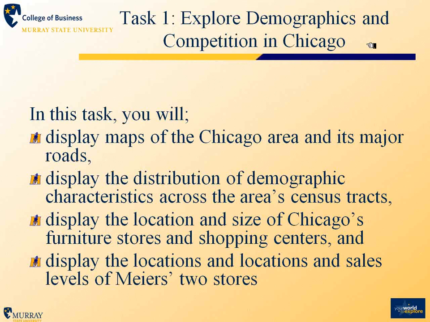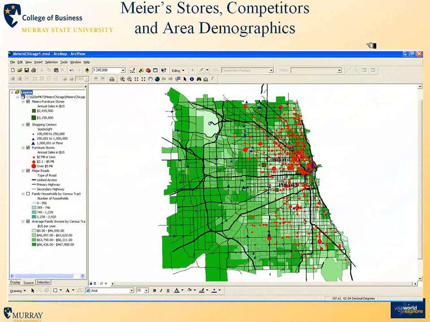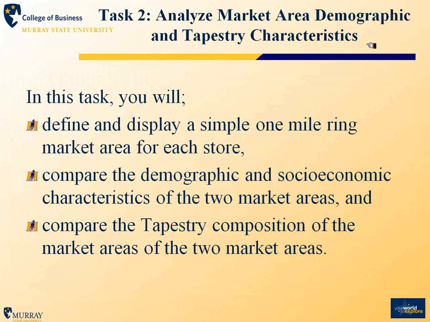So in your first task, you'll explore the demographics and the competitive environment in Chicago by displaying base maps of Chicago and the major roadways and thoroughfares. You'll look at some of the demographic segmentation characteristics of the area by census tract, and then you will identify the location of furniture stores that are competitors to Meiers, but also shopping centers that draw retail traffic. And you will compare these to the location of Meiers' two stores. This is the kind of map that you'll produce, in which the two stores and their competitors and shopping centers are displayed against a base map, which in this case shows average family income.